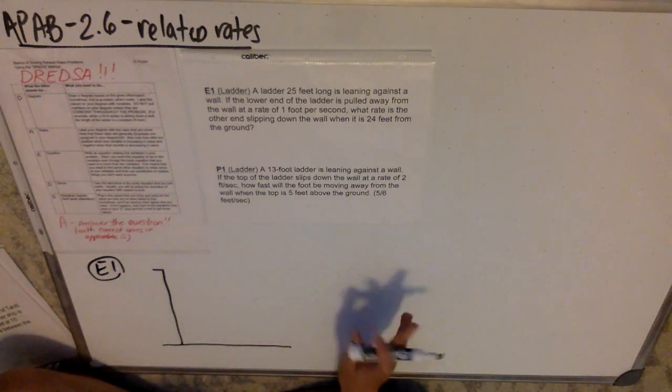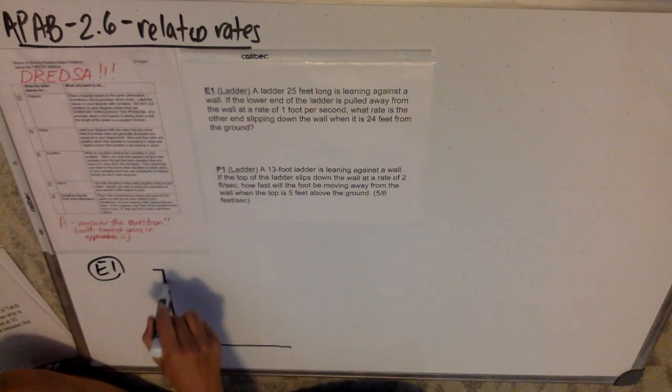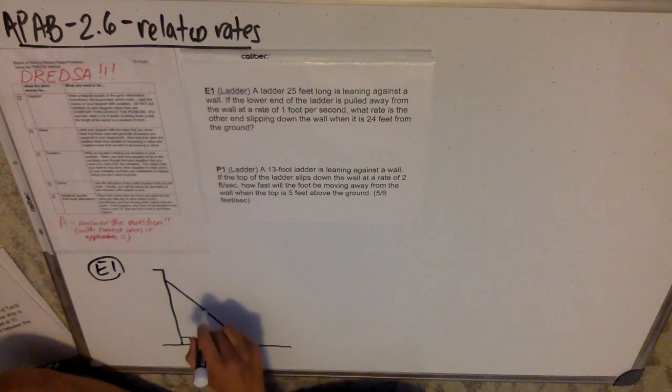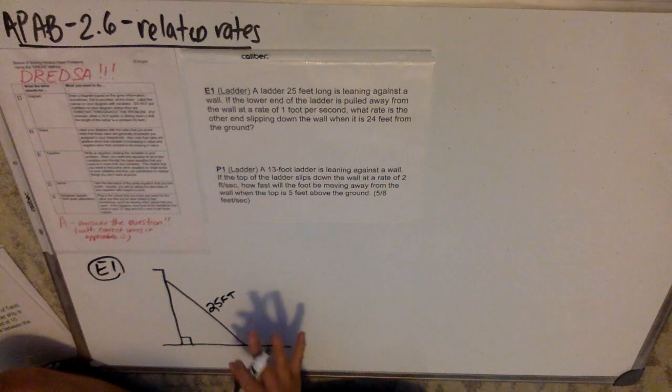And most of the time in calculus, they'll be nice, happy things. So I'm going to go ahead and assume that the ground is 90 degrees with the wall. And I have some ladder up here. Okay, so I know the ladder is 25 feet. That's a constant, and I can label it on my diagram because of that.